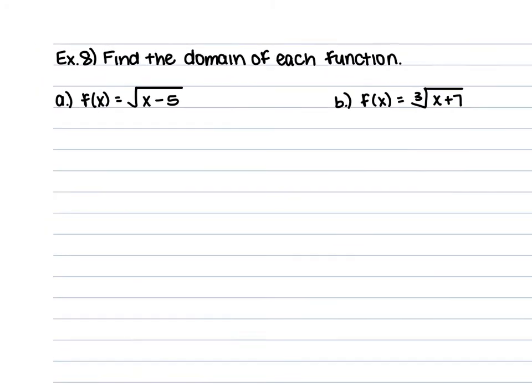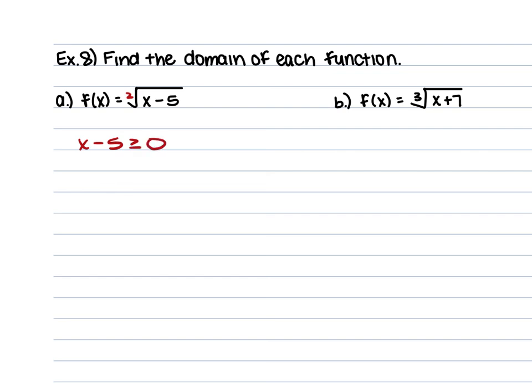So if we look at example A, we have f of x is equal to the square root of x minus 5. Your index here is a 2. It's even, so it's got to be greater than or equal to 0. So we're going to take what's underneath the radical, x minus 5, and set it to be greater than or equal to 0 and solve for x. We're going to move the 5 over by adding it to each side, and we get that x is greater than or equal to 5. So our domain for this one goes from 5, and includes 5, up to infinity.